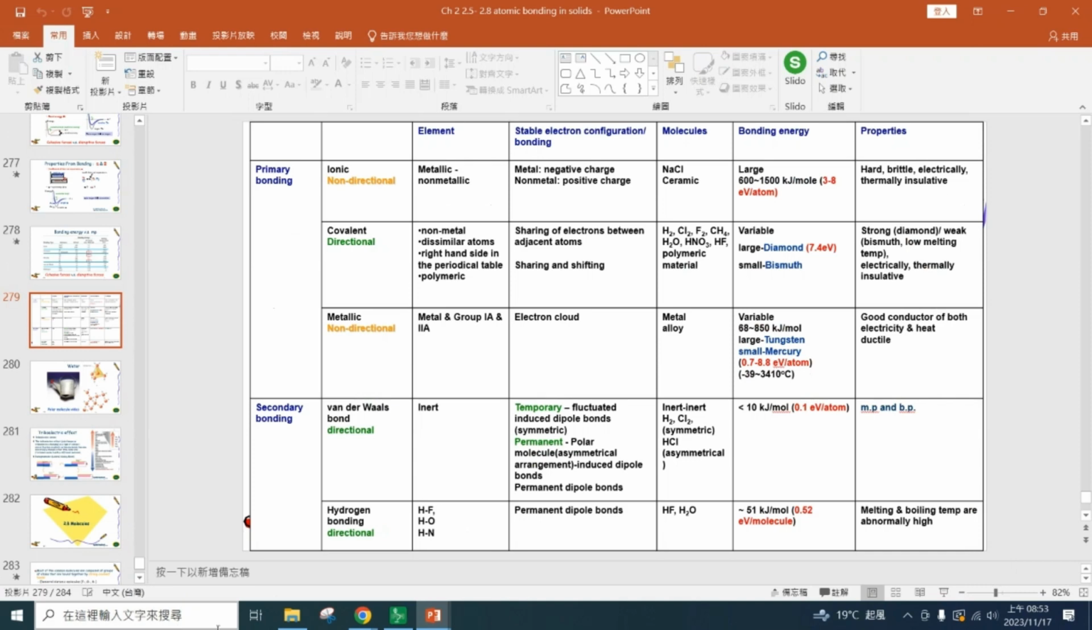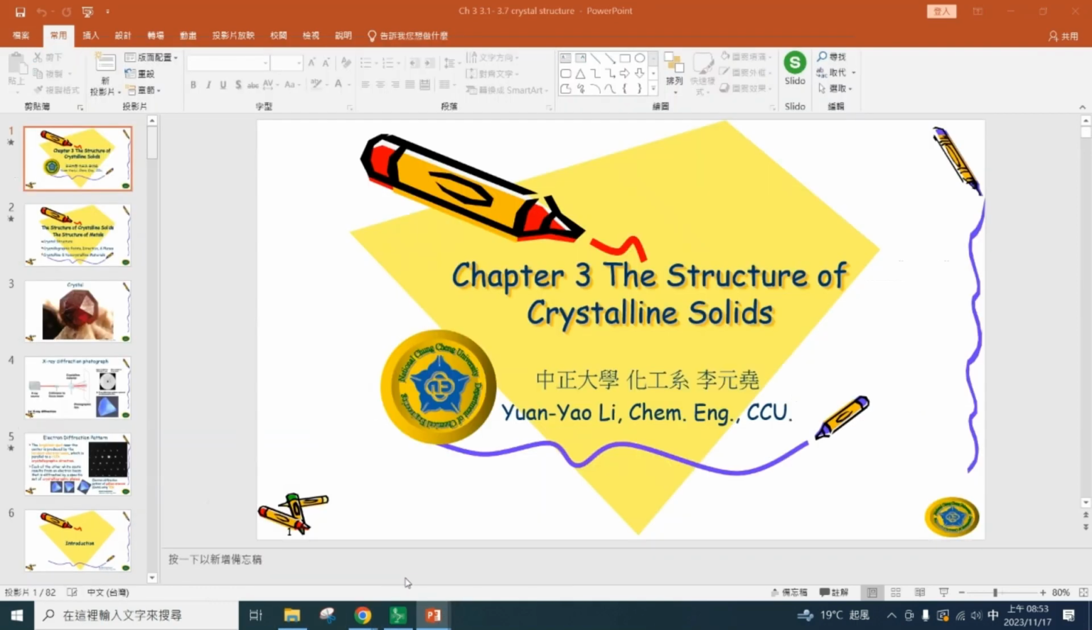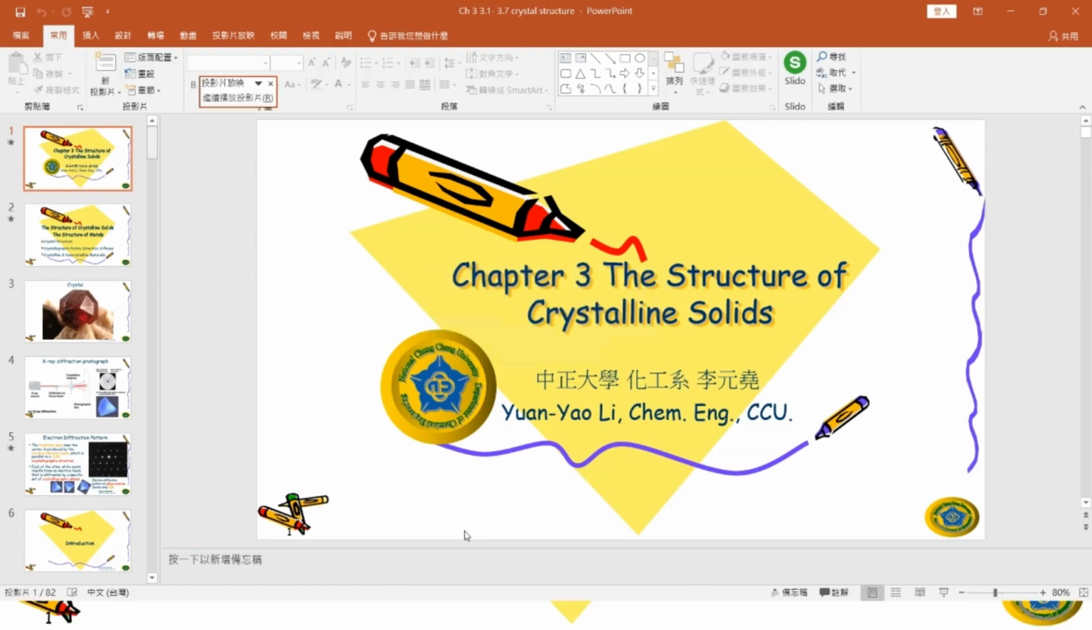So this is chapter 2. We already know the information we want to know, and today we are going to talk about chapter 3, the structure of crystalline solid.